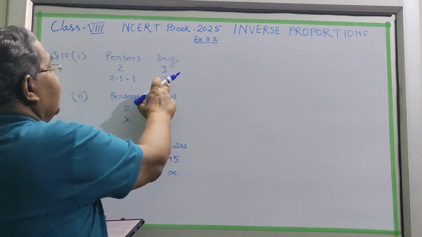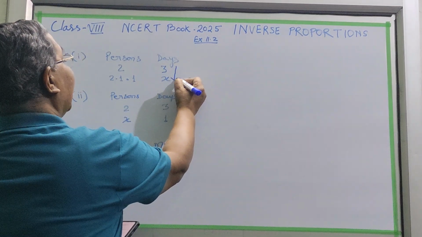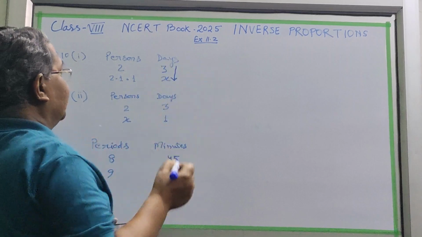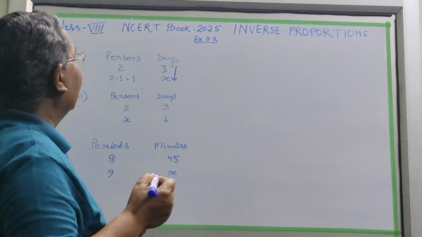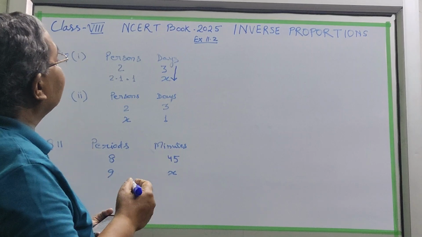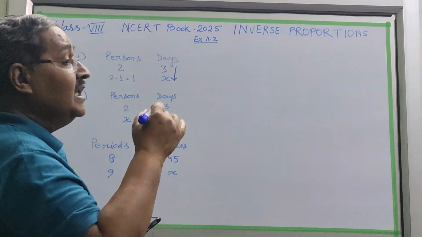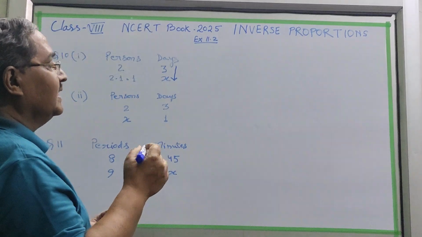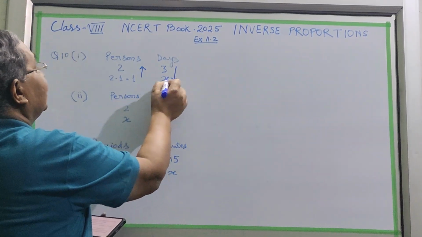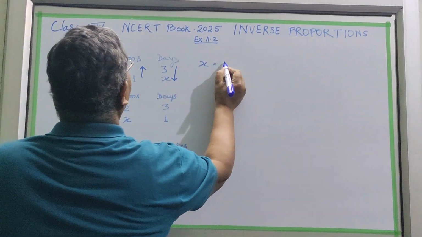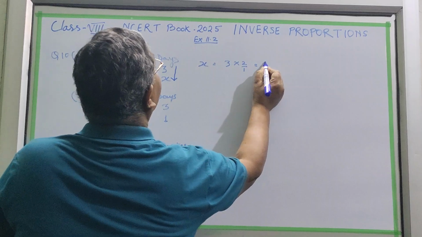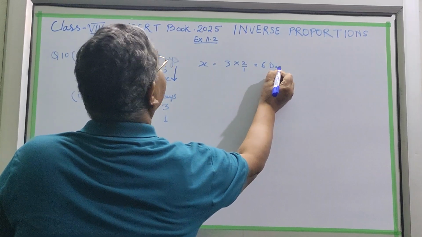So it will require x. Here it is always x, and the arrow is like this. Now we have to find whether it is inverse proportion or direct proportion. When two persons are working, it takes 3 days. If we decrease the number, working days will increase. So here it is an inverse proportion. Inverse proportion means arrows will be in opposite directions. So x is equal to 3 into 2 upon 1, which is equal to 6 days. The answer will be this one.